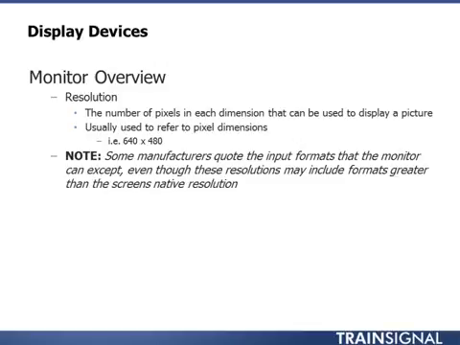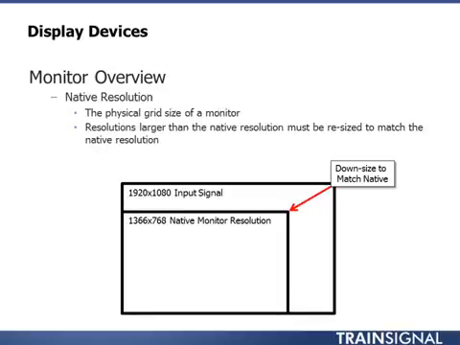Now, some manufacturers will quote the input formats that a monitor can accept, not the actual, what's known as native resolution that the screen can actually present. But I just want to point out that from an advertisement standpoint, right, when you go to buy a monitor, they'll say maximum resolution. And sometimes it'll have to do with the input format. So here's an example of what I'm talking about, is the input signal that a monitor may be able to accept might be 1920 by 1080, right?